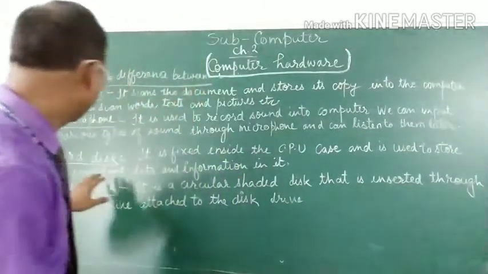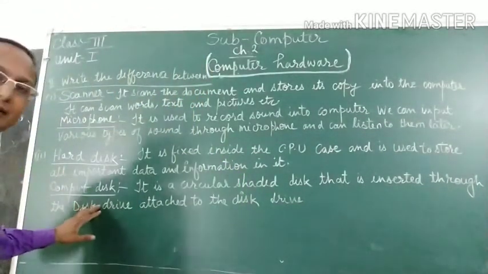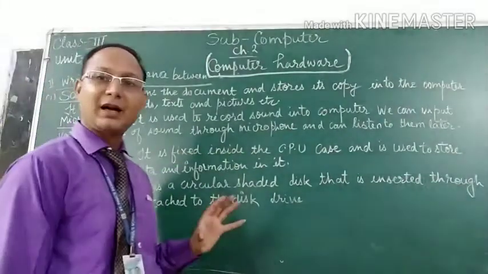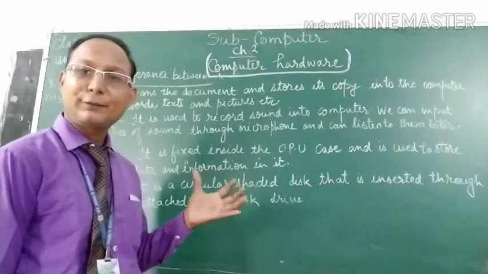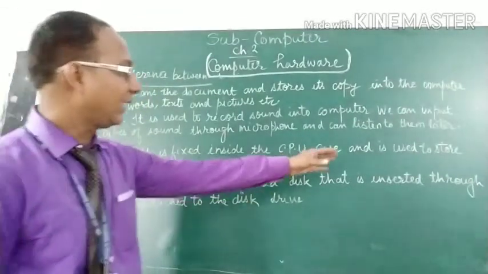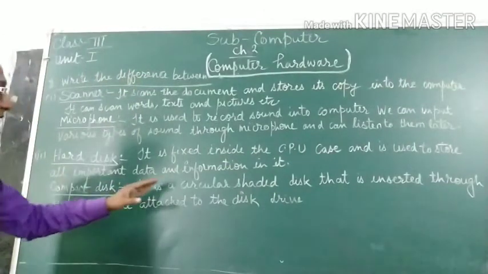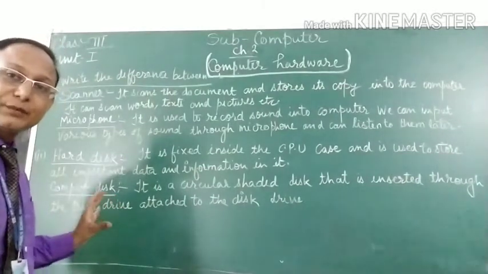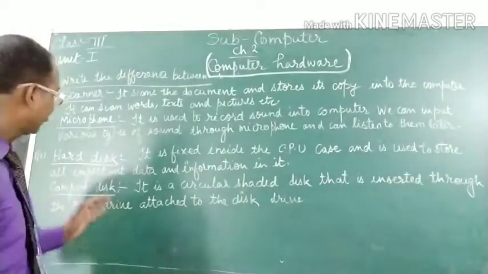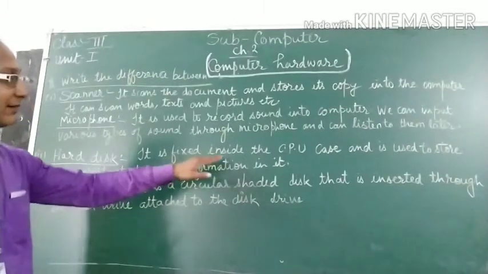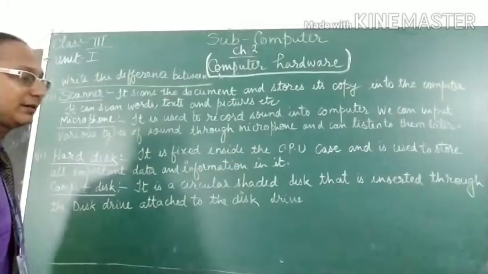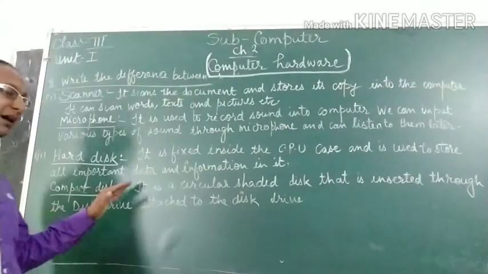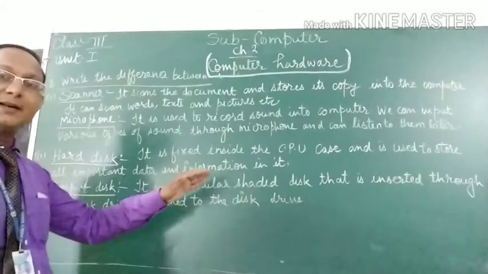Now second, hard disk and compact disk. What is a hard disk? It is fixed inside the CPU. A hard disk is a device that is fixed inside the CPU case and is used to store all important data and information. It is a type of storage device, so it is used to store data. So what you have to write? It is fixed inside the CPU case and is used to store all important data and information in it.